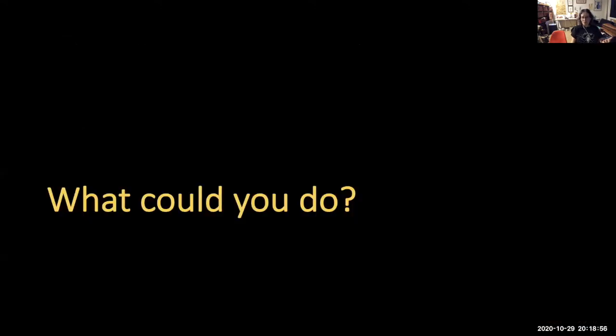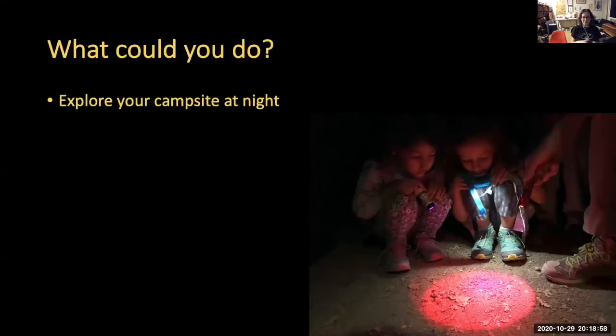So what could you do if you want to see all these cool, amazing critters? You could go and explore your campsite at night. If you're already out there, just take a flashlight with red tape, or without red tape, just go out, get your kids. Kids find it amazing to be out at night. It's just so exciting, and there's so much you could see. And then you could turn your flashlight off and just look at the stars and listen to all the animals. It's just beautiful.